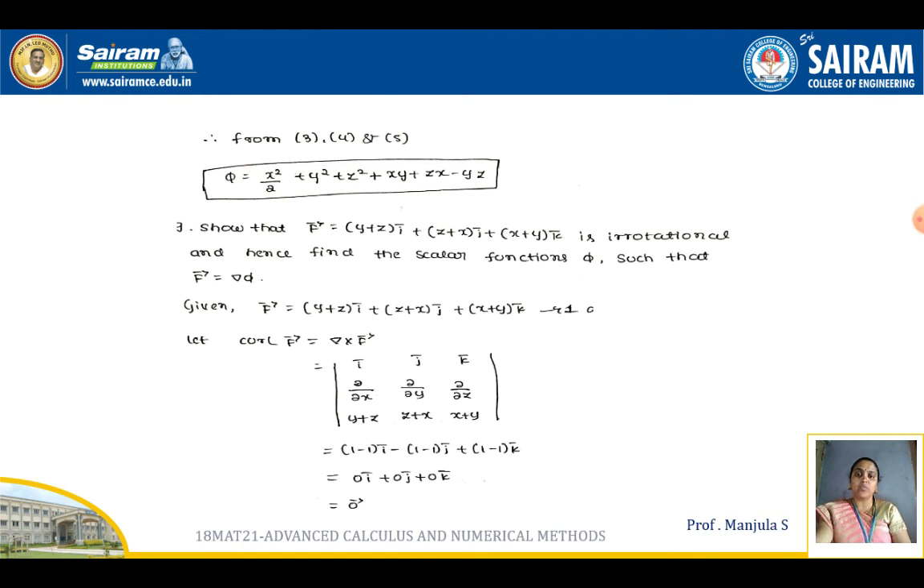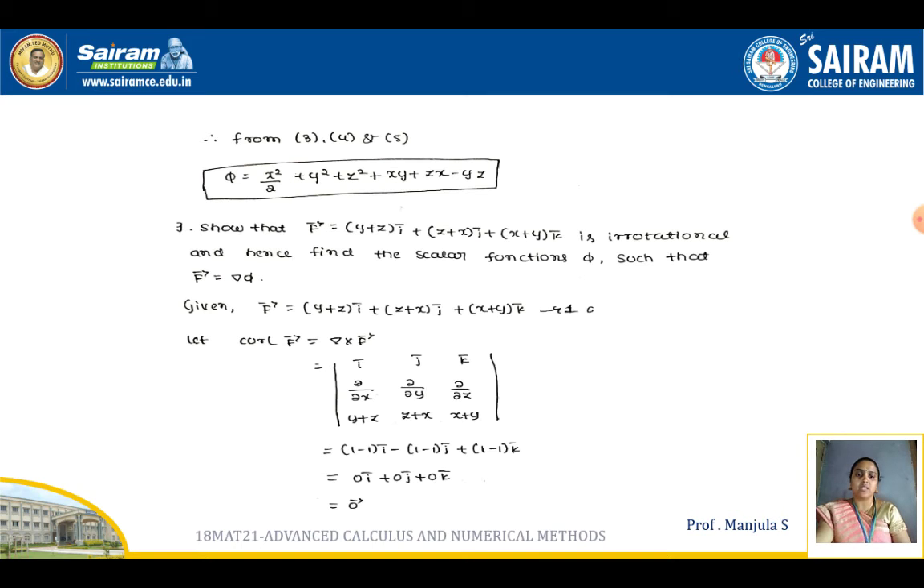Okay, first we'll prove that the given vector f is irrotational. Irrotational means del cross f should be equal to 0. So first what we have to do is curl f, so del cross f. First we'll write this in terms of a determinant.